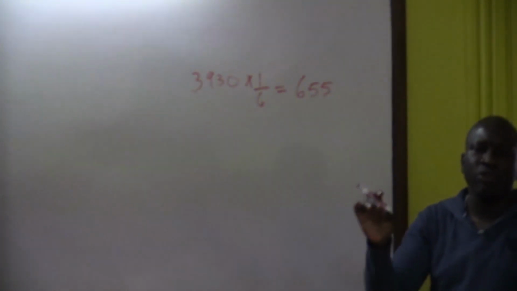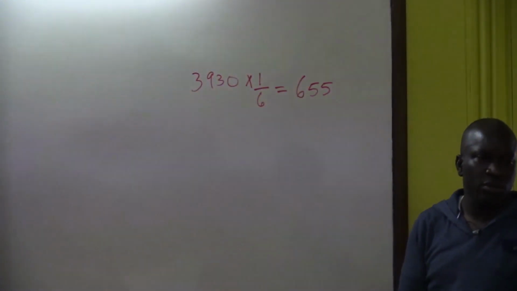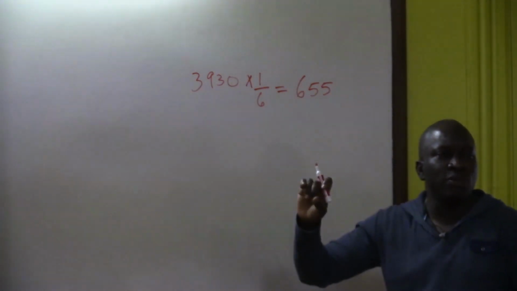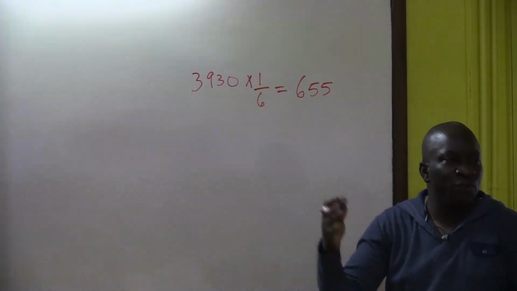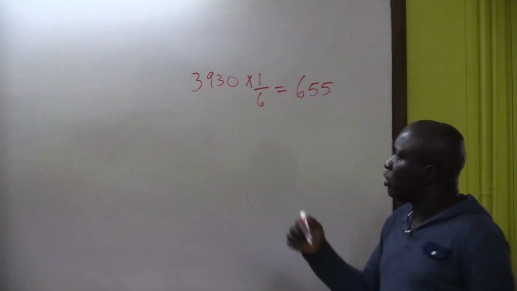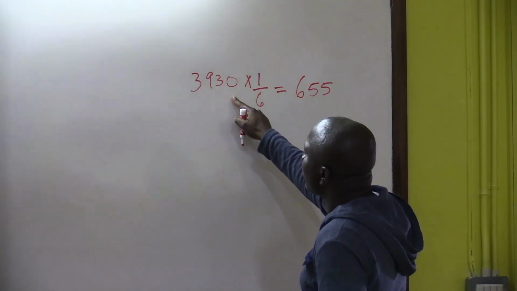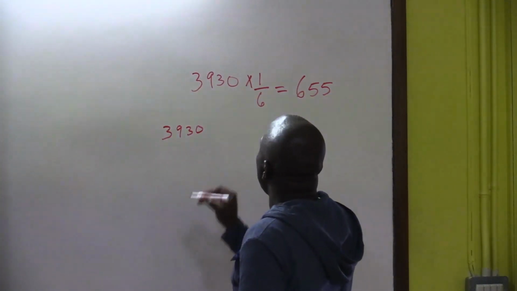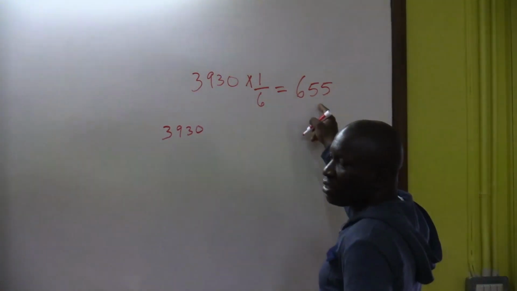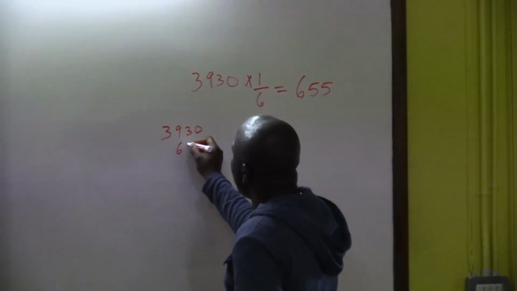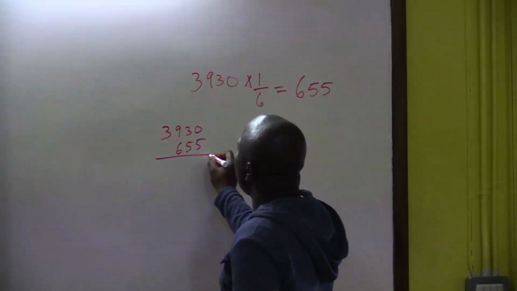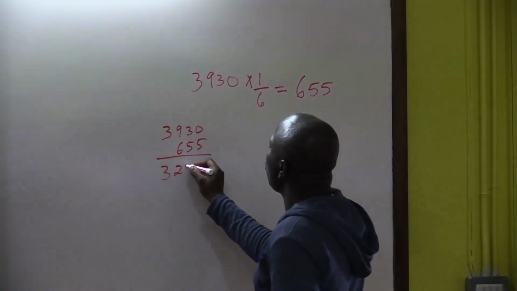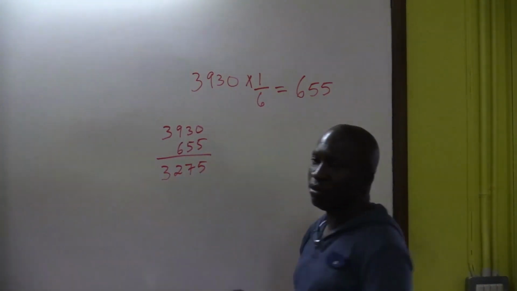It's like saying 1/6 remains in our storeroom. So if 1/6 remains in our storeroom, that means what? We must have used up the difference. Do we agree? So if this is the total supplies, and the total was 3,930, and this is what is left, that means I can just take out 655 from this. That means we actually used up 3,275. Check for me.